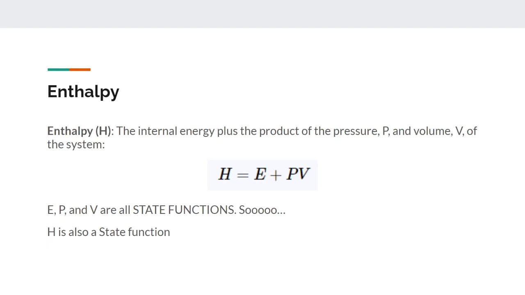So enthalpy, which is denoted by the letter H, is the internal energy plus the product of the pressure P and volume V of the system. So the definition of enthalpy is literally this equation. It's energy plus pressure times volume. And remember from our previous units that energy, pressure, and volume are all state functions, which means that they depend only on the current state of the system and not on the path taken to that state. So because all of these are state functions, that means that enthalpy is also a state function.